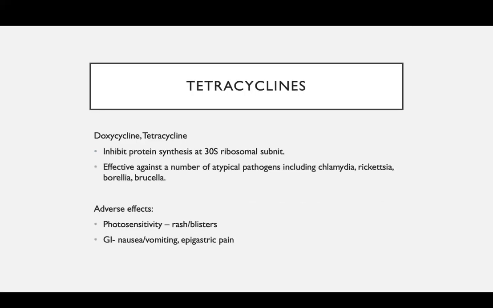Next, we'll move into the tetracyclines. We have doxycycline and tetracycline. They inhibit protein synthesis at the 30S ribosomal subunit. They are effective against a number of atypical pathogens such as chlamydia, rickettsia, borrelia, and brucella. Some of the adverse effects of our tetracyclines are photosensitivity, rash and blisters. They also have GI side effects such as nausea, vomiting, and epigastric pain.